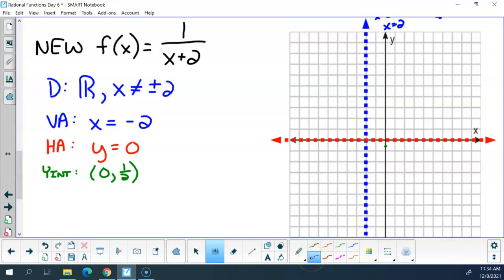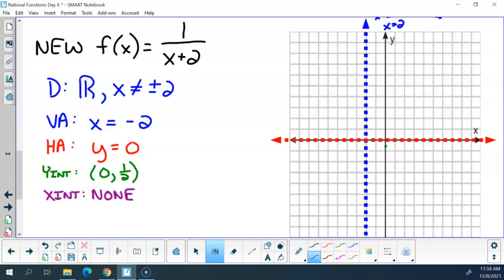X-intercept. Jenna, why is there not one? Because 1 is not equal to 0. Bingo, because we set the numerator equal to 0. Okay? Now, that's what we've been doing last week and this week.